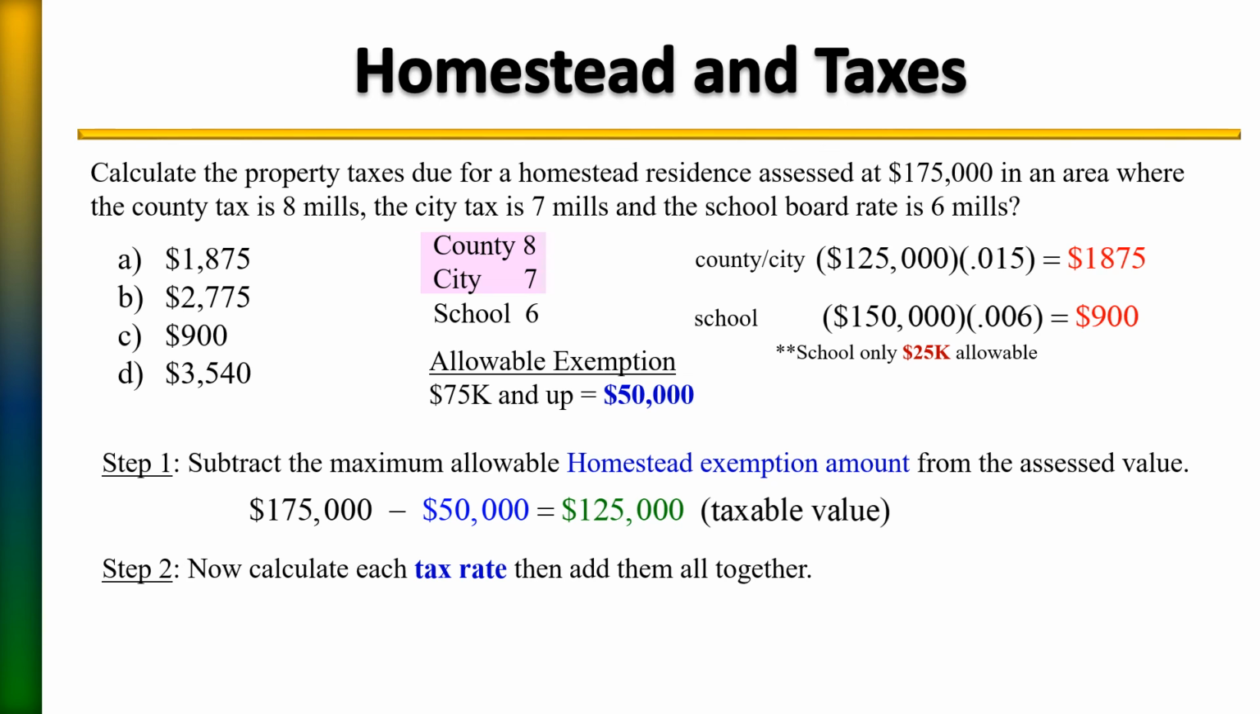So then you multiply 150,000 times your school board tax rate 0.006, and that's going to give us $900. And then lastly, all we need to do is to simply add these taxes together, and we have our total property taxes due for this homestead resident, and that would be $2,775, choice B.